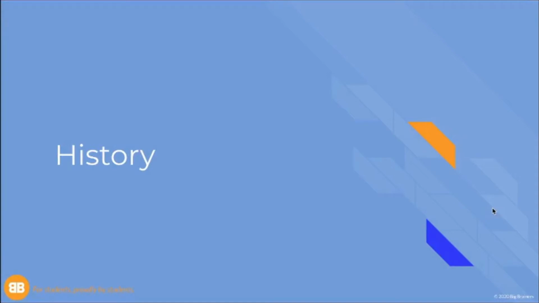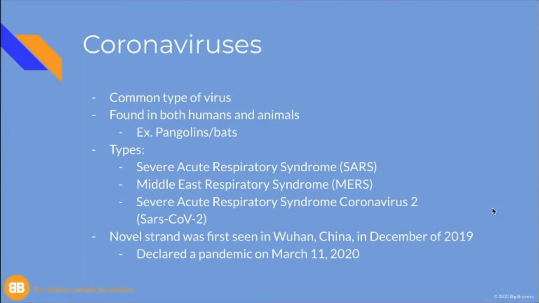Now let's discuss the history of coronaviruses. So coronaviruses are a fairly common type of virus found all throughout the globe that can infect both humans and also some animals. These viruses are known to evolve in animals first and then be able to jump and infect humans. Coronaviruses are not a new type of virus that we just discovered. Rather, we've known about them for decades.